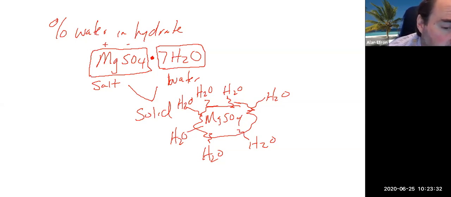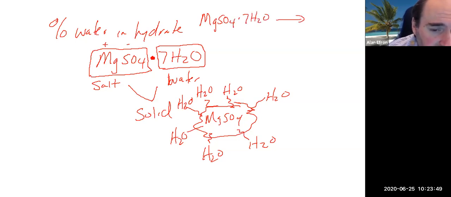So we do this little dot, and it doesn't mean multiplication or anything like that. It's just the way that hydrates are written. So what we're going to do in this experiment is take this hydrate and heat it. And when we heat it, it becomes water. These solid water crystals will start to evaporate, if you will, and the water will come off. And we will be left with the magnesium sulfate plus the 7 waters.